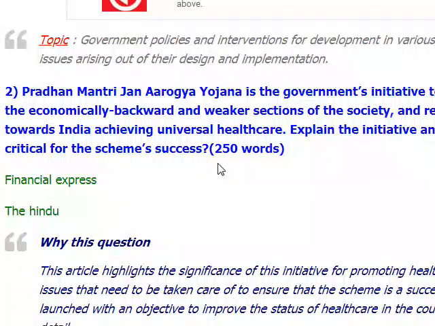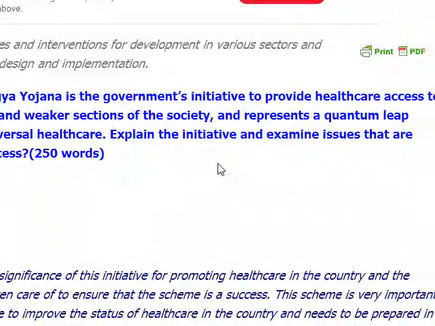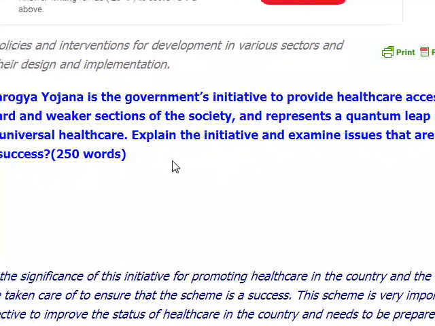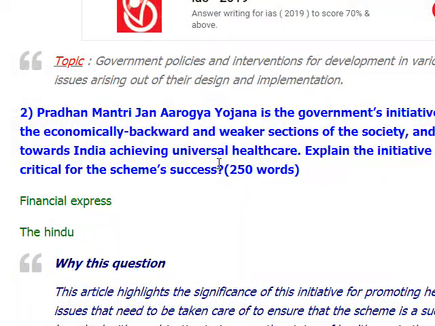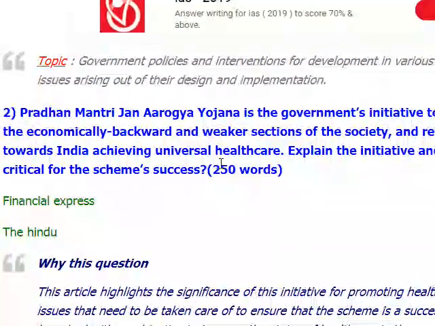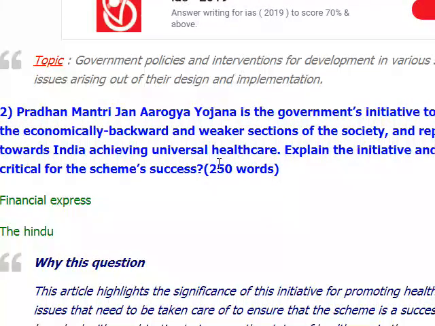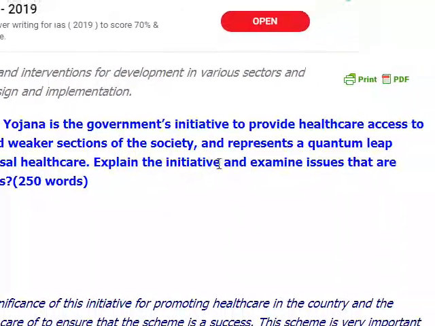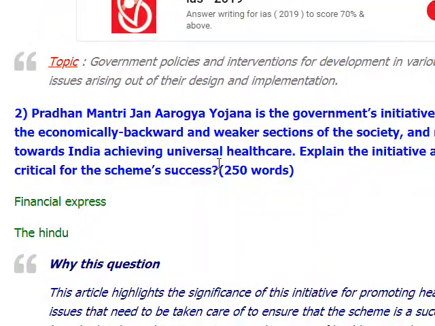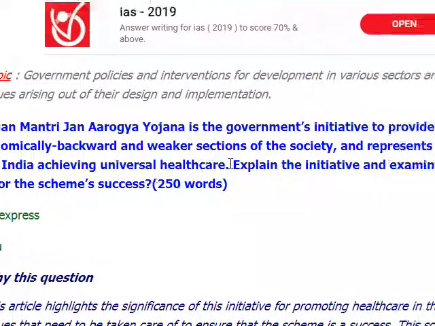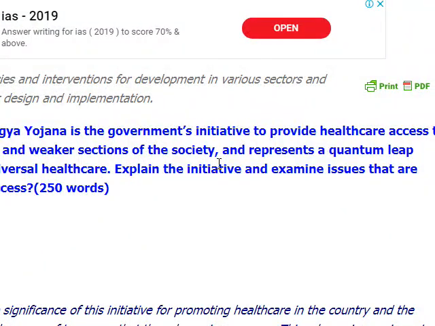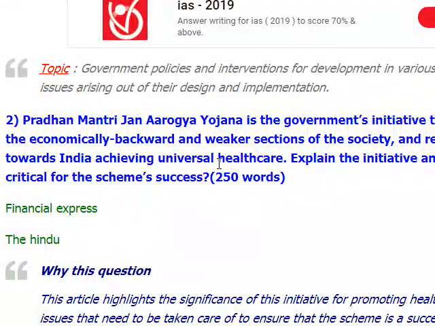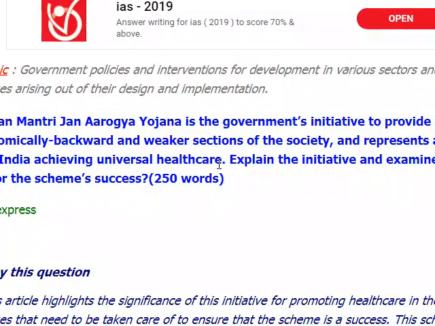So the first question: Pradhan Mantri Jan Aarogya Yojana is a government initiative to provide healthcare access to the economically backward and weaker sections of society, and represents a quantum leap towards India achieving universal healthcare.